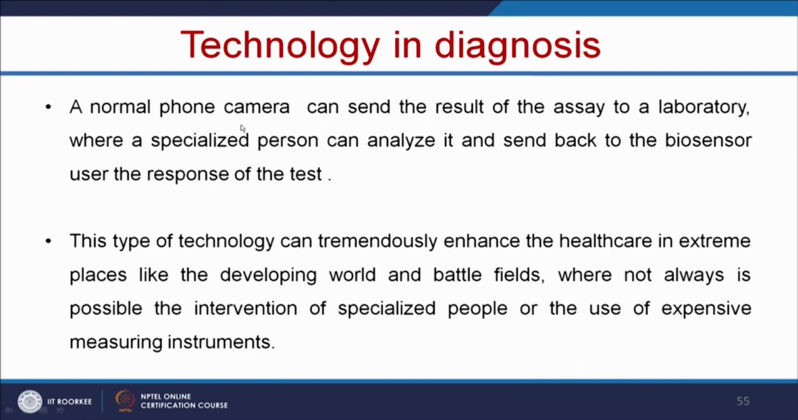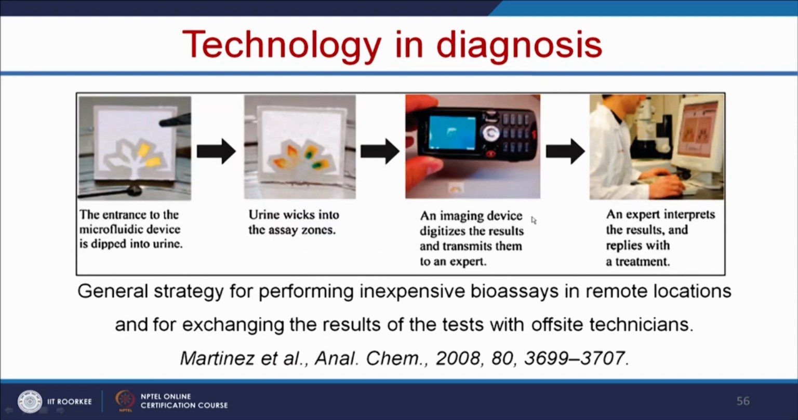Let us see how we can use this technology in diagnosis. We can use a simple phone camera, and that can send the result of the assay to a laboratory, where a specialized person can analyze it and send back the result. This type of technology can tremendously enhance healthcare in extreme places like the developing world and battlefields, where the intervention of specialized people or the use of expensive measuring instruments is not always possible. Here we can use a normal camera as an imaging device, which will digitize the result and transmit it to an expert, and the expert will interpret the results and reply with the treatment.